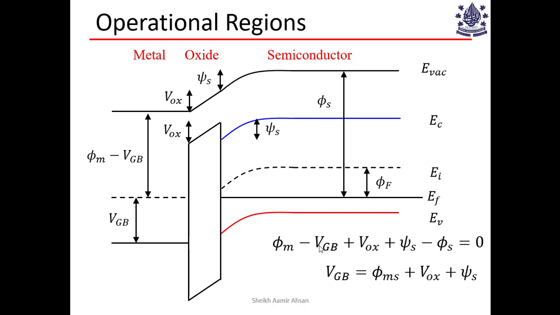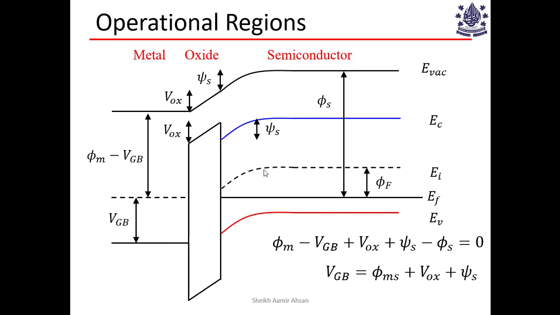What we can do is rewrite this equation. So phi m minus phi s can be clubbed together. We call it phi ms, the work function difference between the metal and the semiconductor. And we can rewrite this equation as VGB, which is the applied potential between the gate and the body, is equal to phi ms plus Vox plus psi s. So what this tells you is that the applied gate potential is dropped.